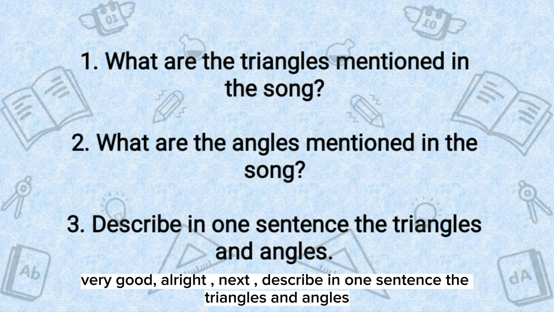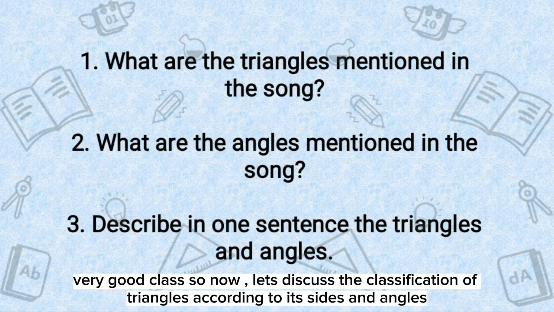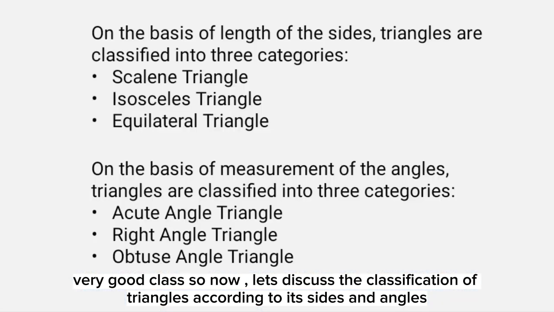Next, describe in one sentence the triangles and angles. Okay, so the song describes the properties of right and isosceles triangles as well as acute and right angles. Very good, class. Right, so now let's discuss the classification of triangles according to its sides and angles.